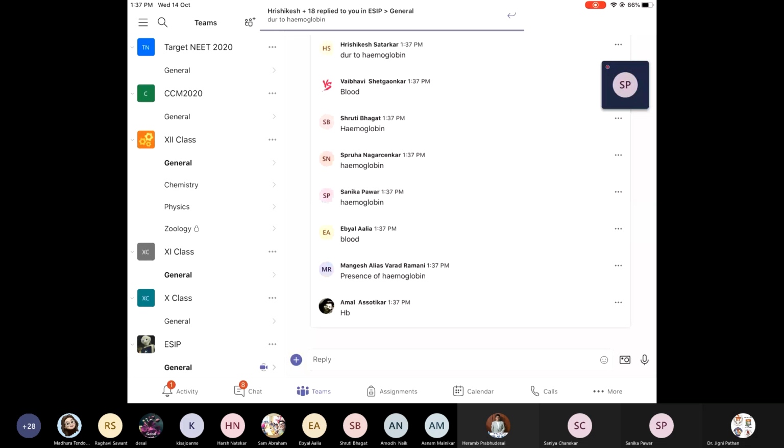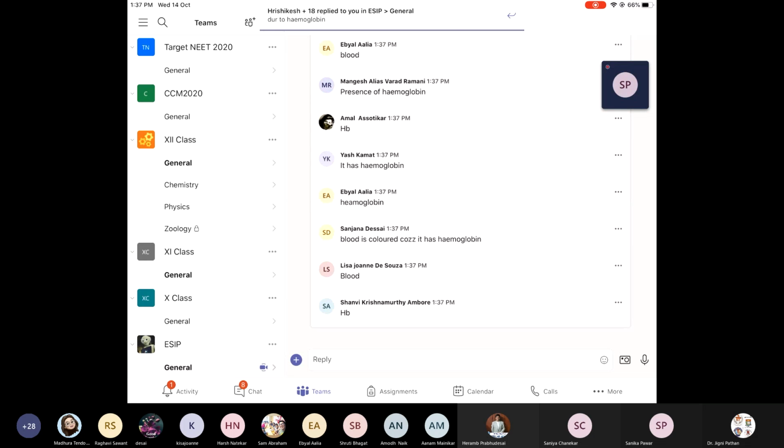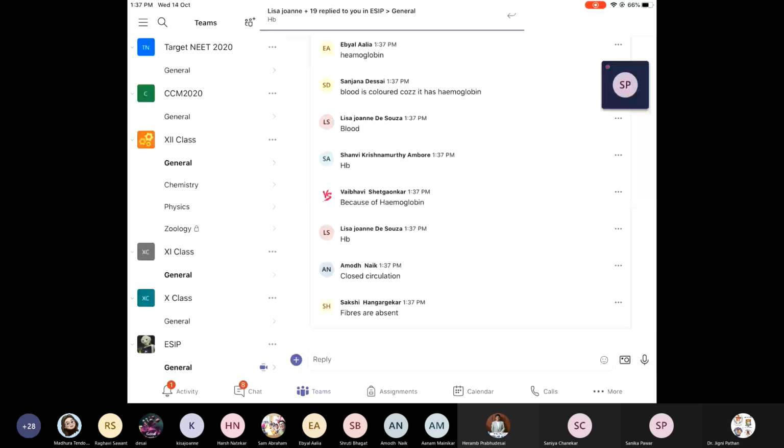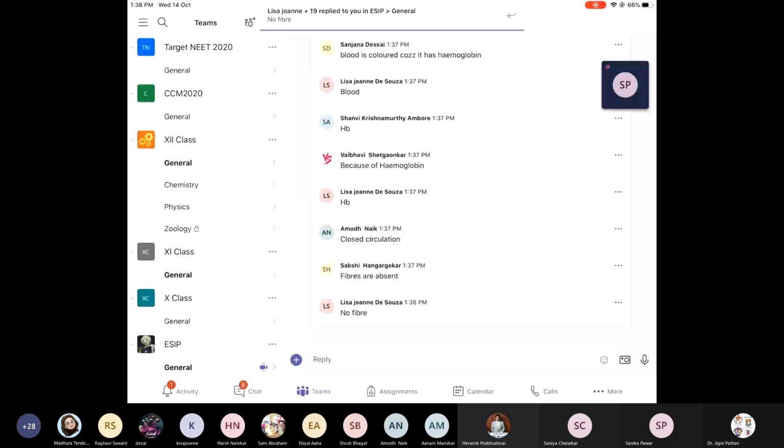What is a special or unique feature of vascular connective tissue? Who can answer? Let me see who will answer this. Yes, because of hemoglobin, but that was the previous question. Very, very good, Sakshi. I got your answer. Fibers are absent. So you will not find fibers in this vascular tissue. No fibers. Very good.